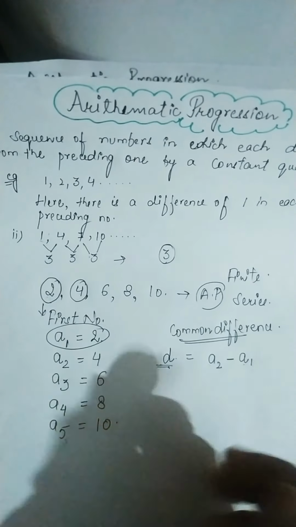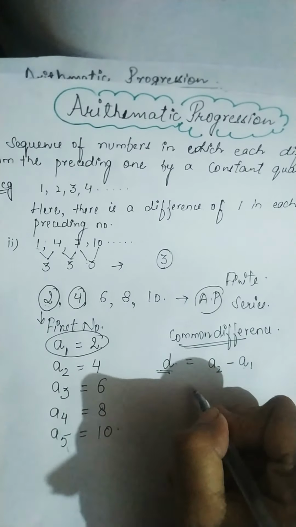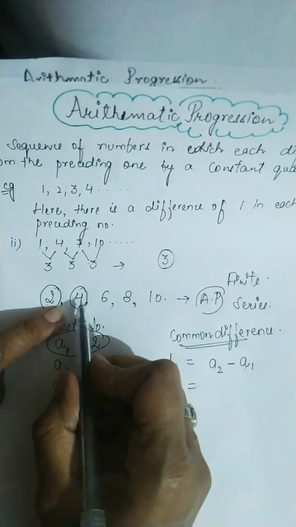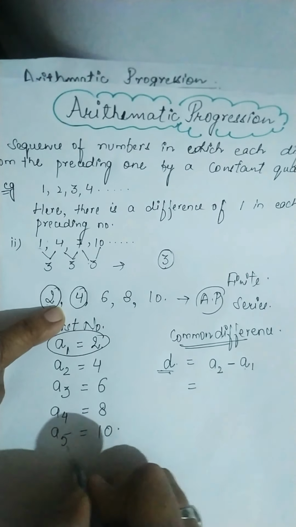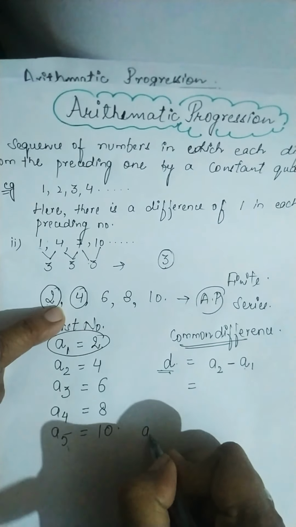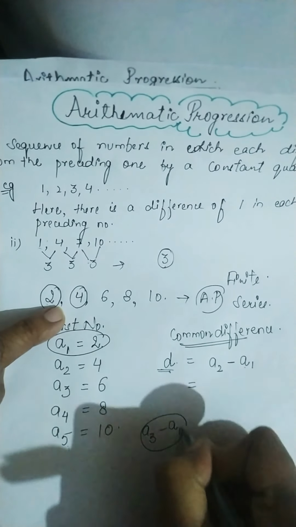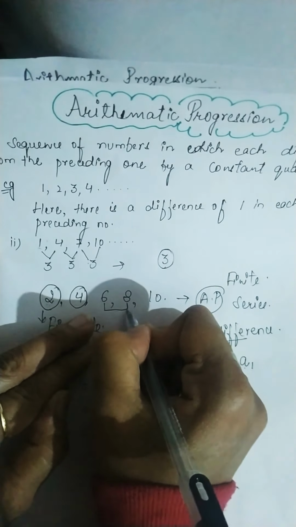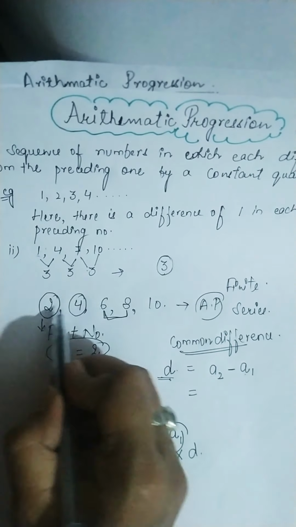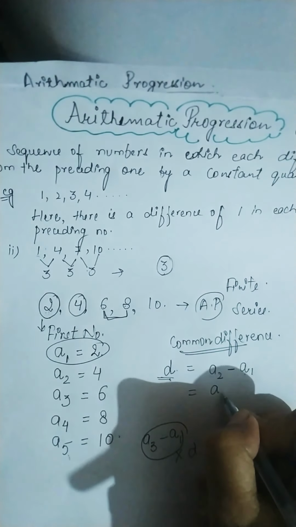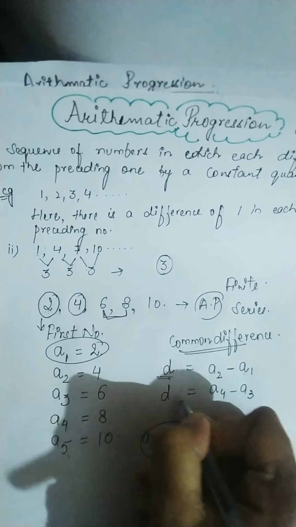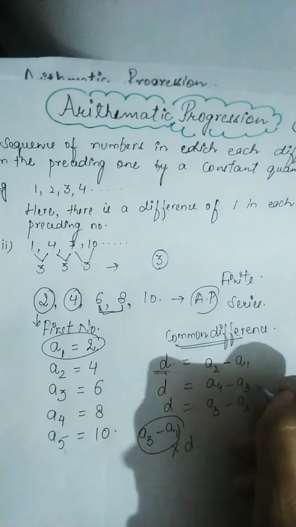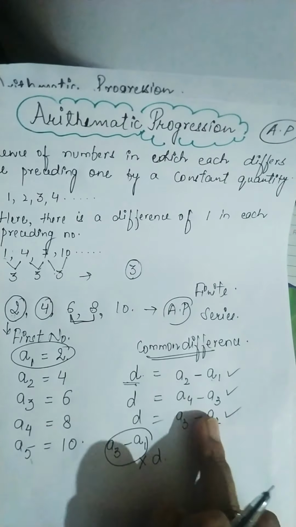Now, another thing that you must be clear about is that you should not take the difference between, for example, A3 minus A1. This will not be a common difference. Common difference is always between two continuous terms, like A1, A2, A3, A4. A4 minus A3 will also be a common difference. A3 minus A2. So all these will bring us the common difference.